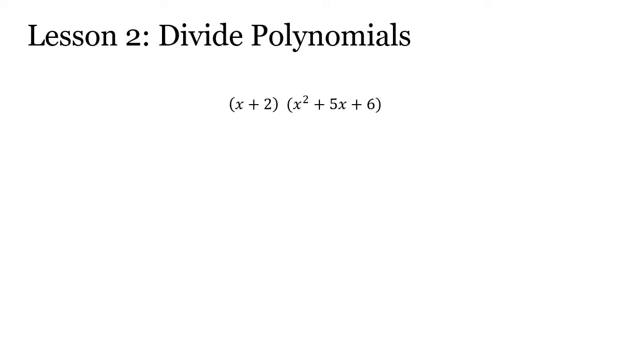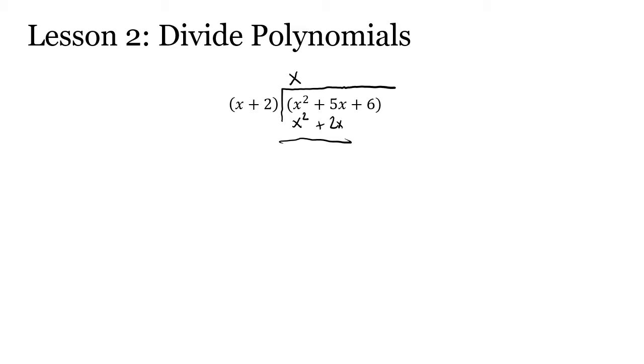Alright, in lesson 2, we talked about dividing. We already did add, subtract, and multiply. Let's do dividing. So to divide these two expressions, we're going to do it like the long division we learned how to do in middle school. So we ask the question, what do I need to multiply by x to give me x squared? And that's just going to be x. So then x times x gives me x squared, and then x times 2 gives me 2x.